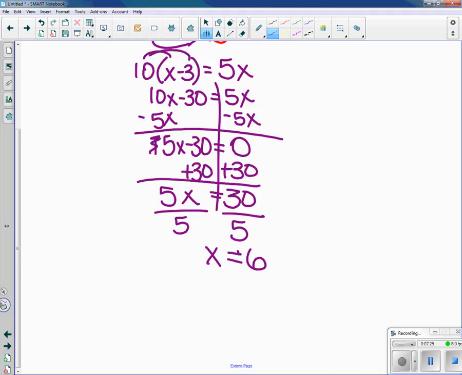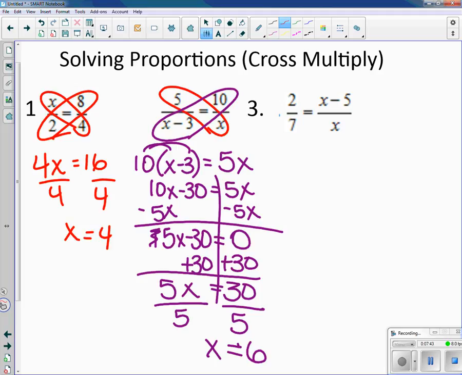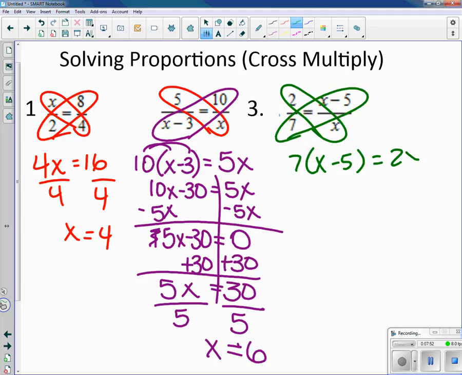All right, ladies and gentlemen, you need to do 1 and 3. Go. This one, when you cross multiply, you should have gotten 4x is equal to 16, divided by 4. X is equal to 4. Good to go? This one, when I cross multiply, 7 times x minus 5 is equal to 2x. 7x minus 35 is equal to 2x.